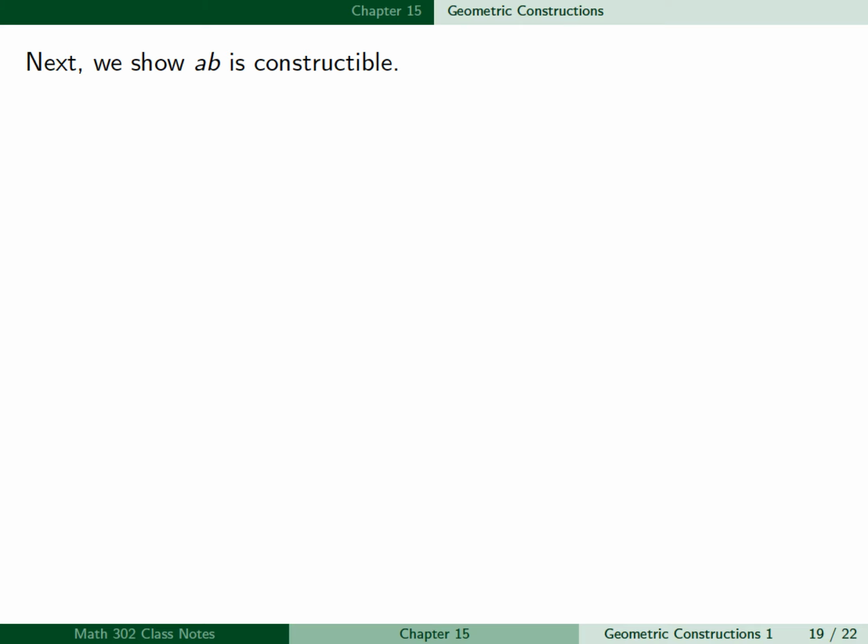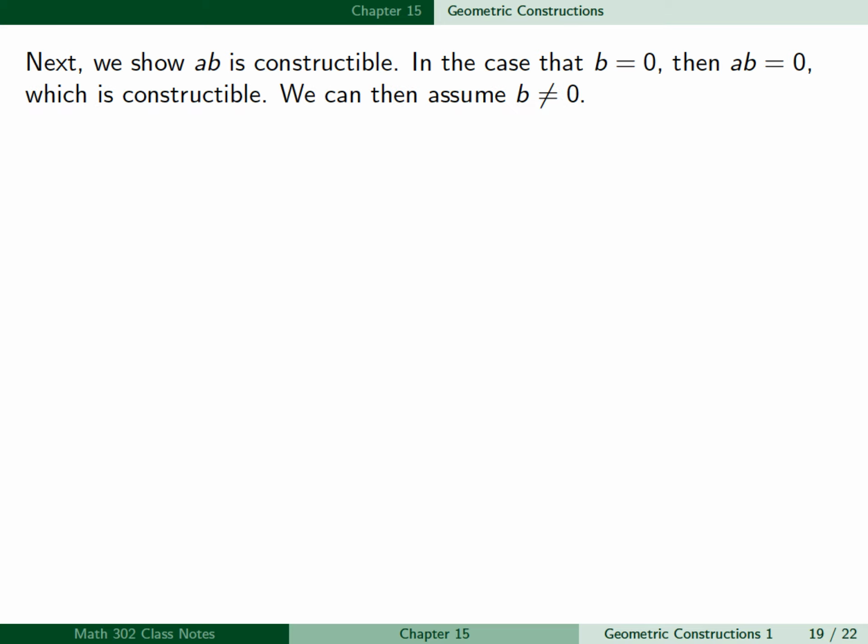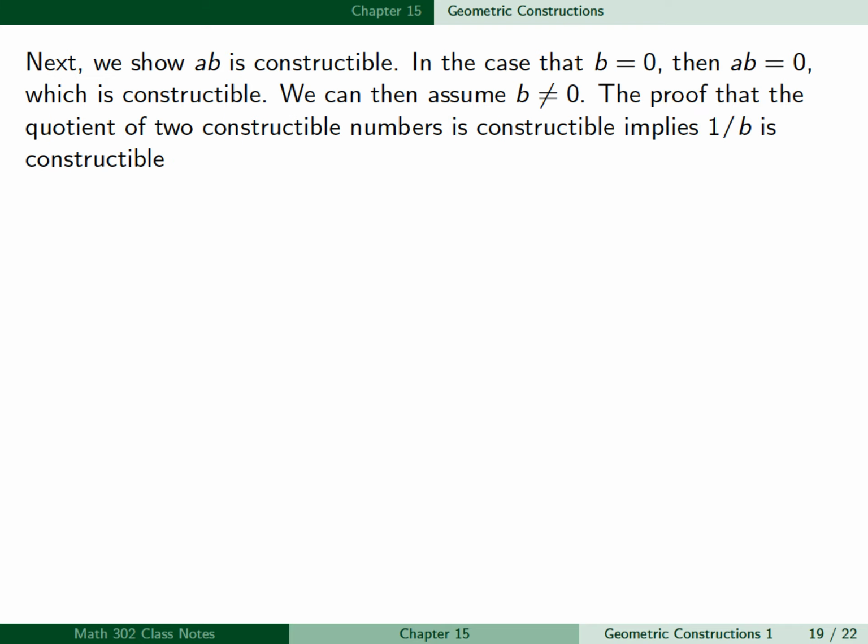Next, we want to show that the product AB is constructible. In the case that B is equal to 0, then AB equals 0, which is constructible. We can then assume that B is not equal to 0. The proof that the quotient of 2 constructible numbers is constructible implies 1 over B is constructible, and hence A times B, which is A over 1 over B, will be constructible, again using the fact that the quotient of 2 constructible numbers is constructible.